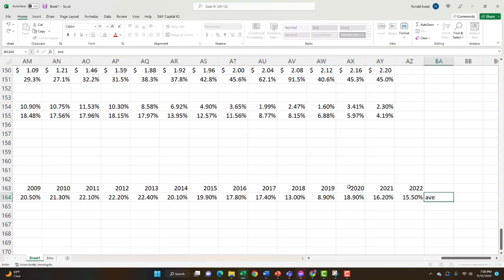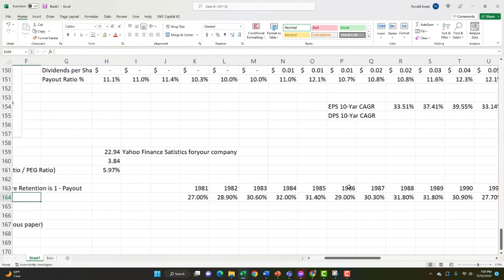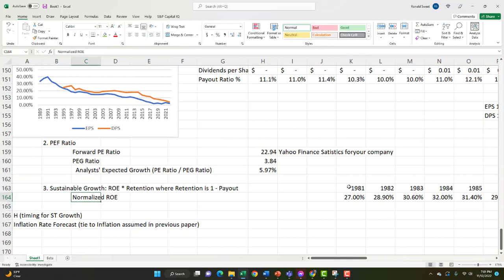Let's look at the average of the last 5 years. 1, 2, 3, 4, 5. Let's look at the median. The nice thing about a median is it's not distorted by outliers. 14.5, 15. I'm going to go with a normalized ROE of 15%.